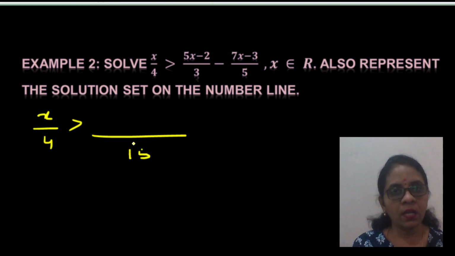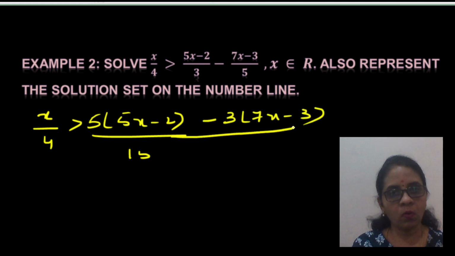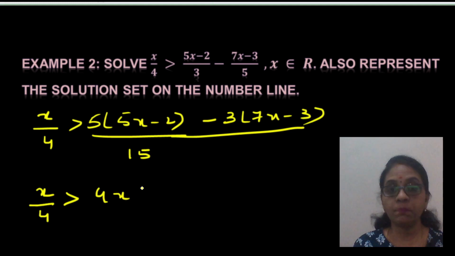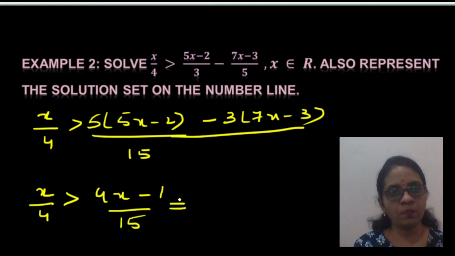So LCM is 15. So we have 5 into 5x minus 2 minus 3 into 7x minus 3 whole by 15. So x by 4 is greater than 5 into 5 is 25, 3 into 7 is 21, 25 minus 21 is 4x, 5 into minus 2 is minus 10, minus 3 into minus 3 is plus 9, minus 10 plus 9 is minus 1 by 15. So which makes 15x is greater than 4 into 4x minus 1. So it becomes 16x minus 4.